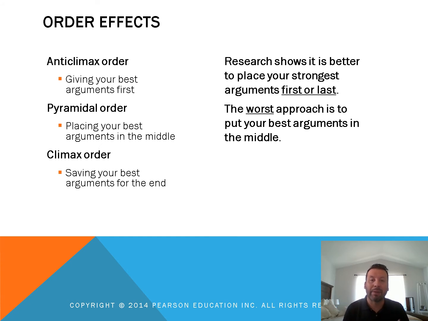And then obviously you have the climax order, which is saving your best arguments for the end, saving the best for last, right? If you go back to the real estate argument, you show a house that's okay, a second house that's okay, and then the third house, oh my God, it is phenomenal. People are going to love it. It's the one with the pool, the whole shebang, and that's how they're persuaded.